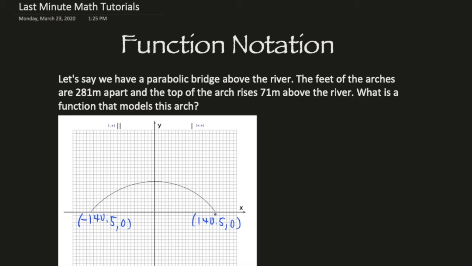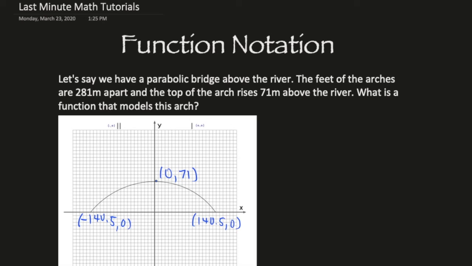Since this parabola is facing down and has a height of 71 meters above the river, which is the x-axis in this drawing, this means that the vertex must be at 0 and 71. This is because the top of the arch is directly in the middle of the 2 feet, meaning that the x value would be 0, and the bridge rises 71 meters above the river. This means that it must be at the point 0 and 71.